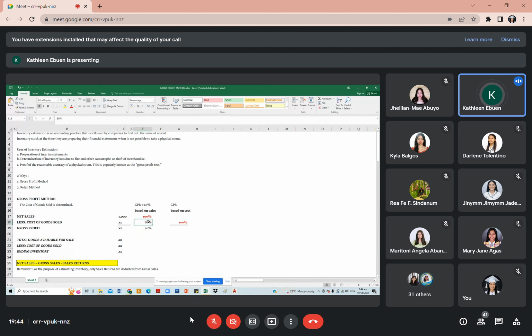So, 100% less 80% is equals to 20%. So, dito makukuha nyo na si cost of goods sold. So, 1,000 times 80%, this is 800. And this one is 200. So, pag nakuha niyo na si cost of goods sold dyan, class, ilalagay natin siya dito sa second formula, 800. And then, for example, na-compute natin ang total goods available for sale for 1,200. Therefore, ang ending inventory natin is 400. Okay, so, what if naman, class?